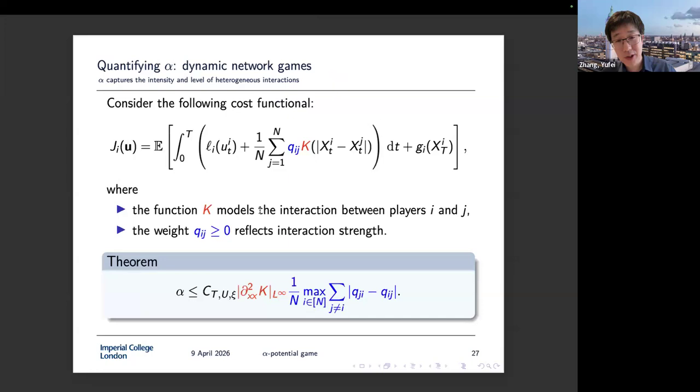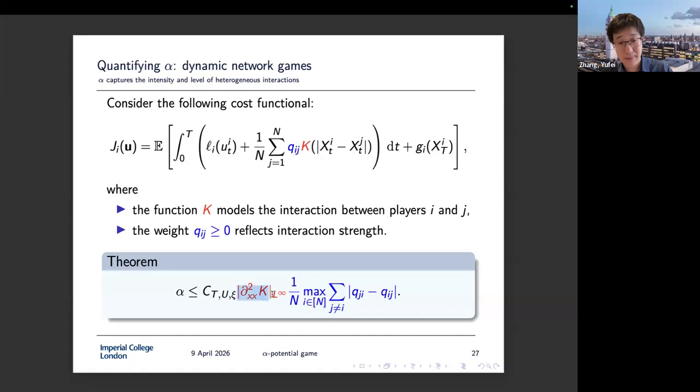We can also show this fact in a more explicit way. We can consider a case where the k is independent of n, but we allow the interaction to be heterogeneous, in the sense that Qij specifies how player i cares about player j's position. So k models the interaction, and Qij reflects the interaction strength. In this case, you can substitute this particular cost function into the previous upper bound, and you can show alpha is given by this form.